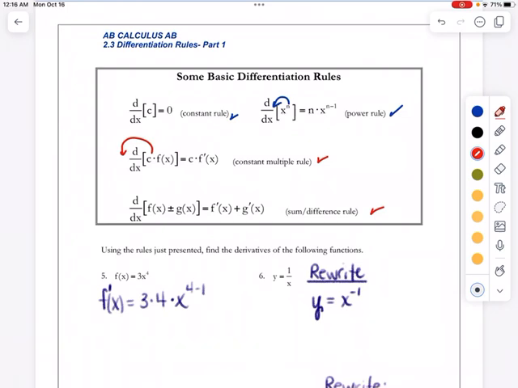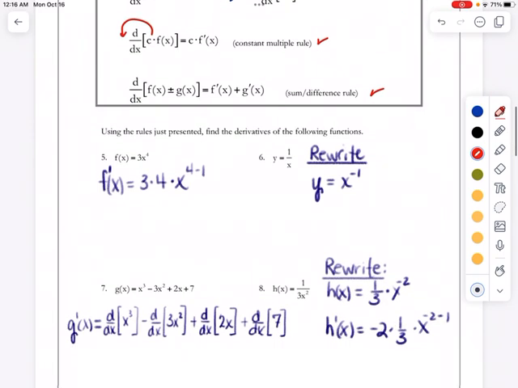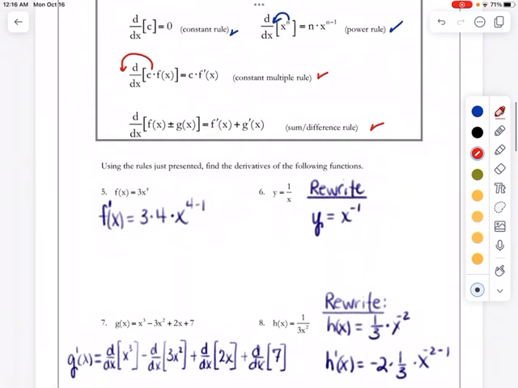And then we have the sum and difference rule, where we can just go left to right and take the derivative of each term in a sum or a difference. So here we go. Using the rules just presented, find the derivatives of the following functions.